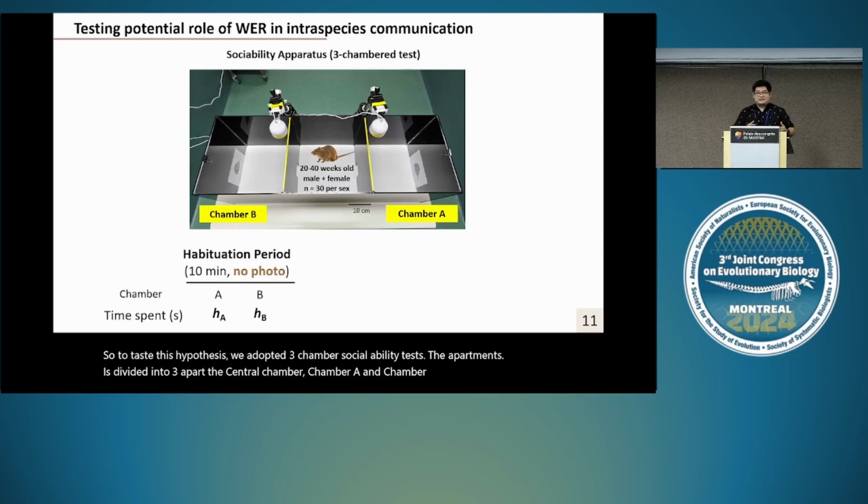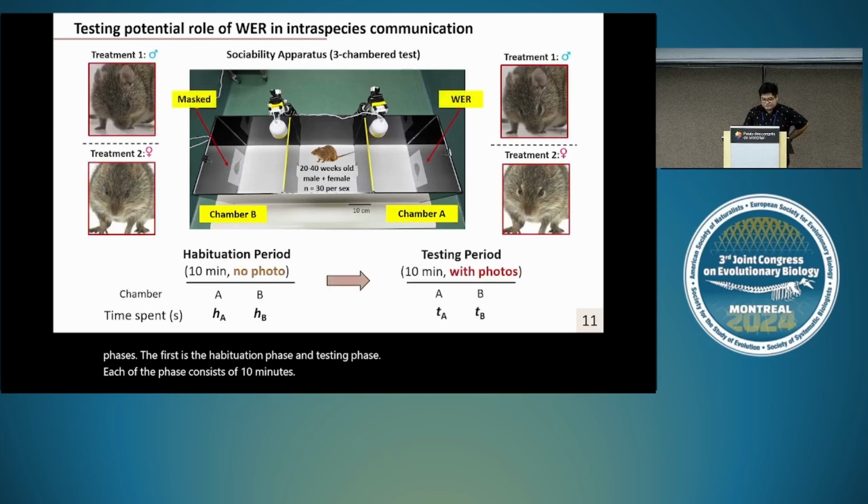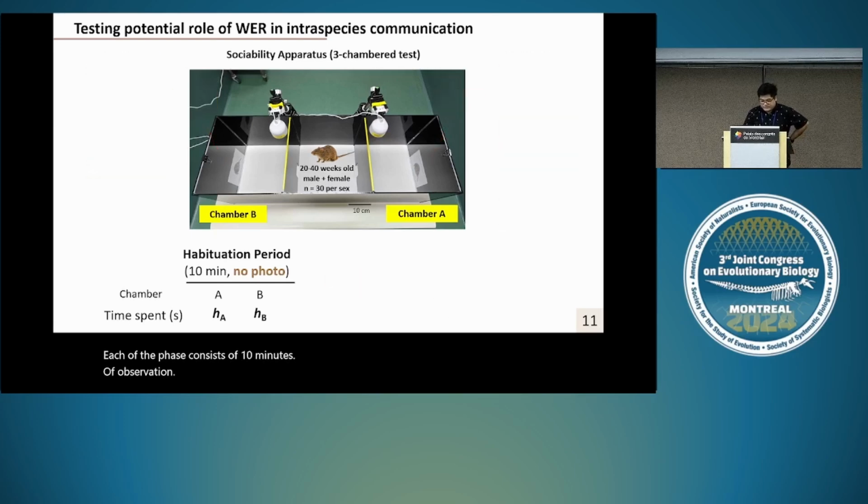So the behavioral test consists of 2 phases. The first is the habituation phase and the second is the testing phase. Each phase consists of 10 minutes of observation. During the 10-minute habituation phase, we introduce the Nile rat subject into the central part of the chambers and allow them to freely access the whole chamber.